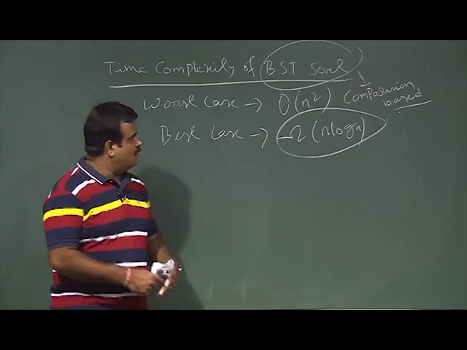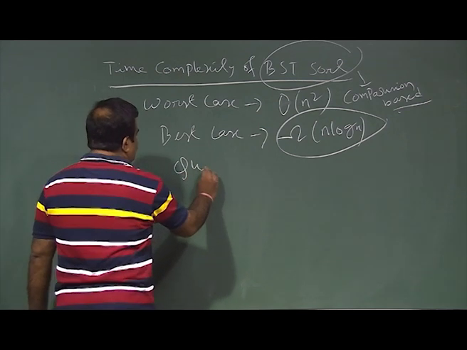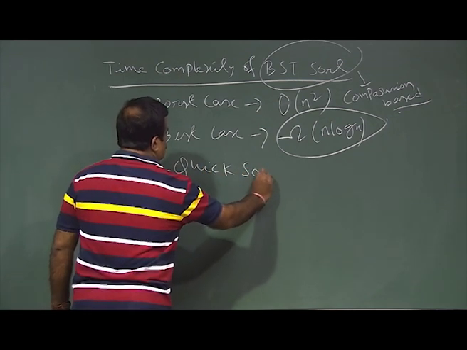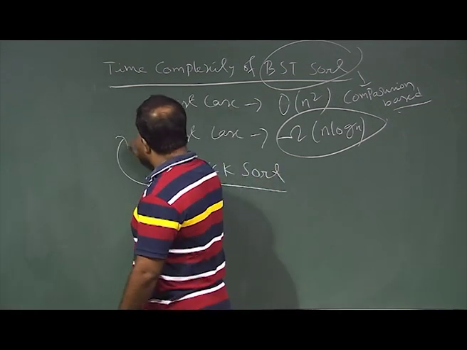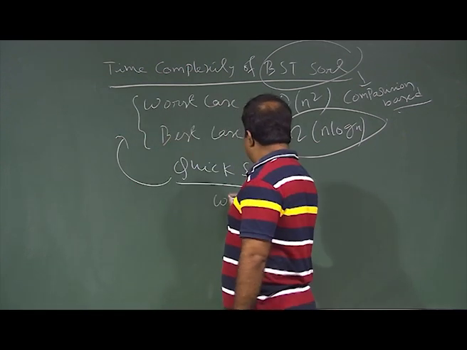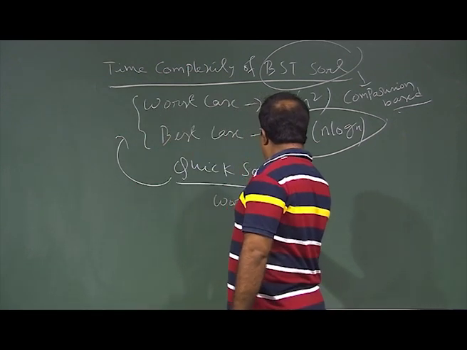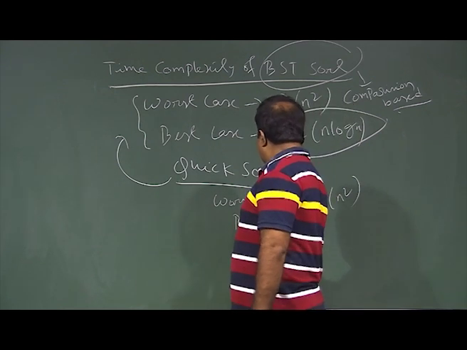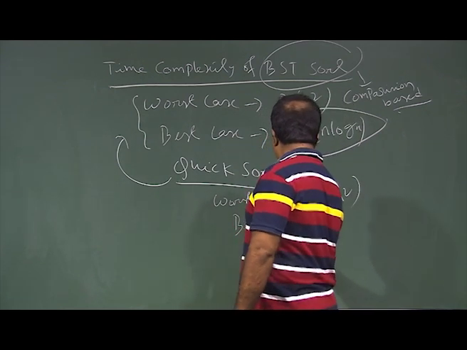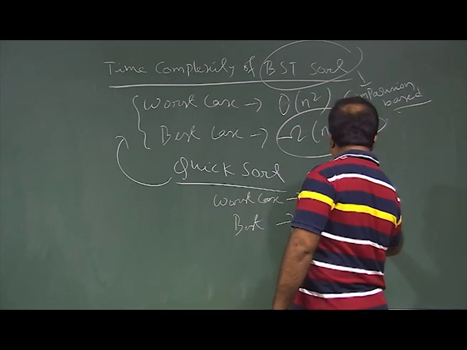Any comparison based sort we know having this time complexity? Yes, quick sort. Quick sort has the same type of time complexity. Quick sort worst case is order of n square and the best case is order of n log n.